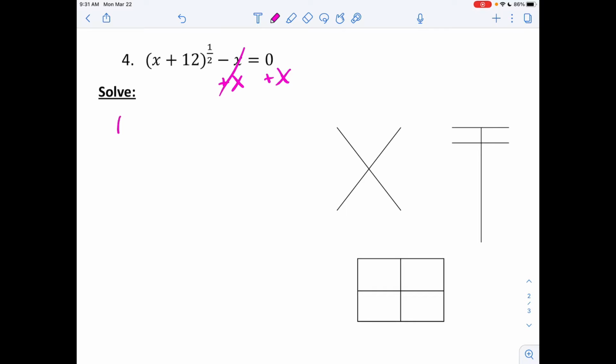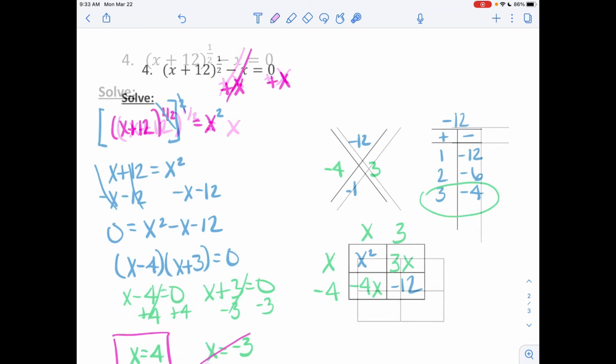And that will leave me with (x plus 12) to the 1/2 power is equal to x. And now I'm ready to do this one exactly like I did the last problem. Why don't you try this one on your own and then come back here and see how you did.